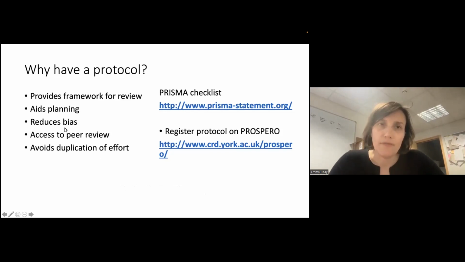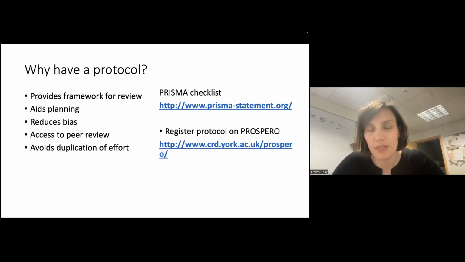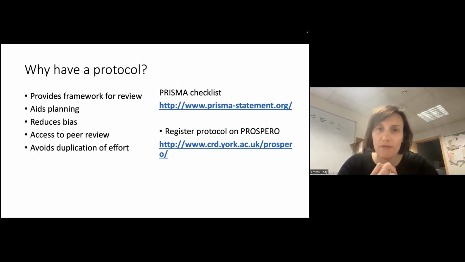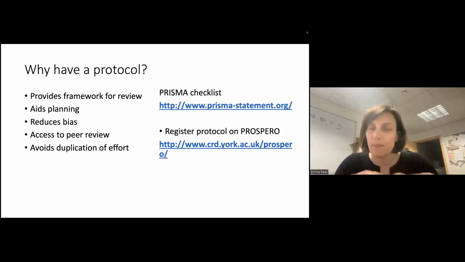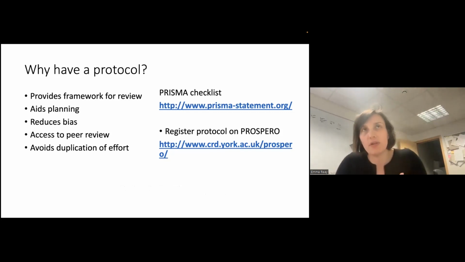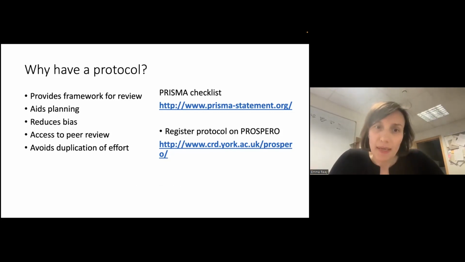It's very important for a systematic review that we have a protocol, and this goes back to the rigor with which systematic reviews are undertaken. A protocol provides a framework for the review. It also aids planning. As I said, it's a lot of work, and it's very rare to be undertaken by just one person. It reduces bias. It also gives some access to peer review because you publish your protocol and then people can comment on that protocol. And it avoids duplication of effort to make sure nobody's done something similar.